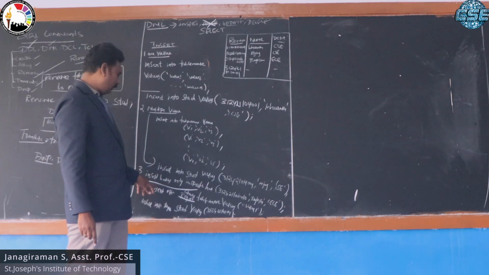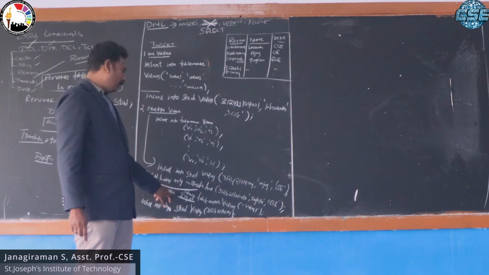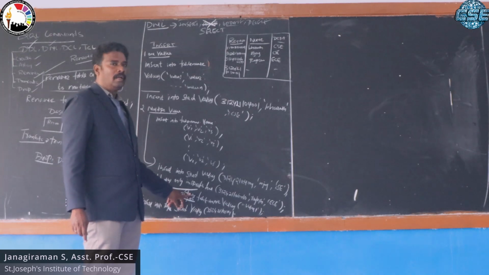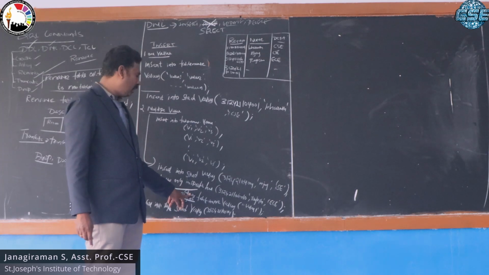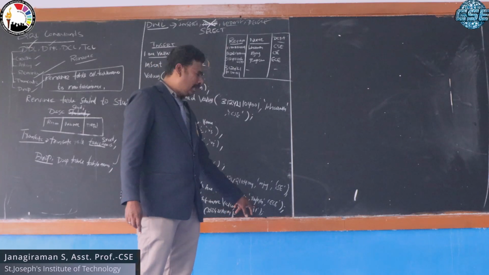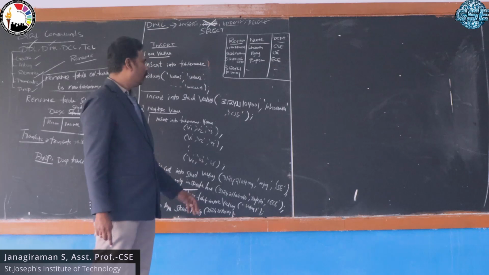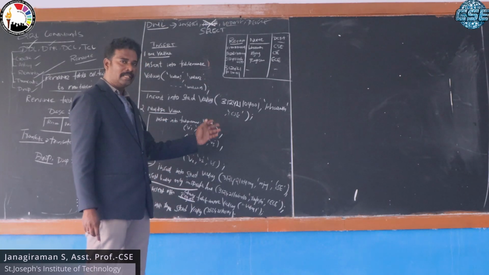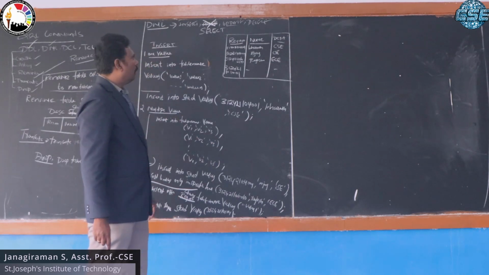Again, just see the syntax. Insert into columns, whatever the columns that you want to insert the value. For example, if you want to insert values in register number and name, you have to specify it as register number comma name, then table name, values, then the values that you are inserting. So these are the three ways you can insert values into the table. So insert is one command.